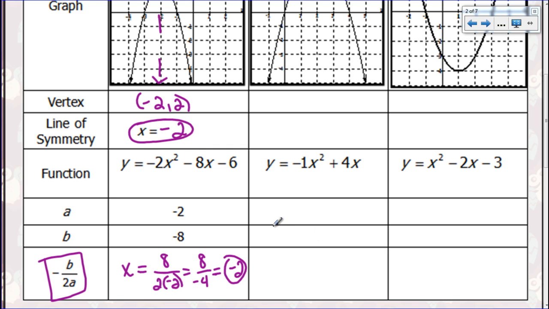So it depends on what you're given. If you're given a picture, go find the vertex, write down the x value. That's going to be your line of symmetry. If you don't have a picture, you only have an equation, you're going to use the formula. But for the next two, we're going to do it both ways.